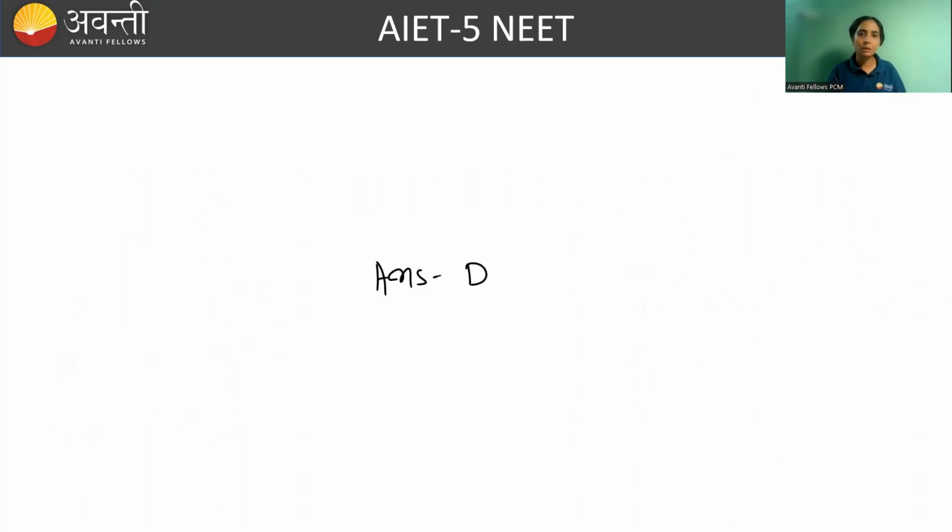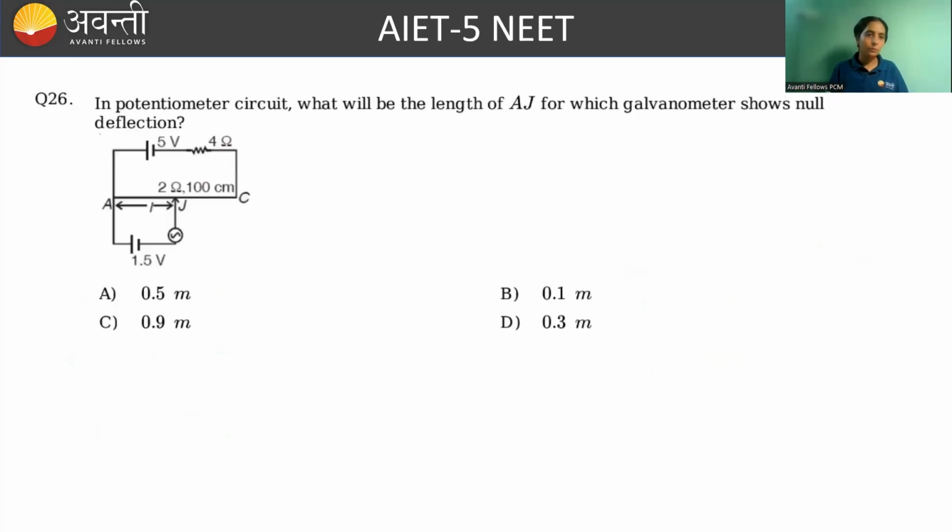This is the power. So answer should be what? D. Okay. Now, this is a simple question of potentiometer. I hope you all must have done it. In a potentiometer circuit, what will be the length AJ for which galvanometer shows null deflection? So, very beautifully, I must say, I have taught you instrument in electricity. I hope you all must have done it.